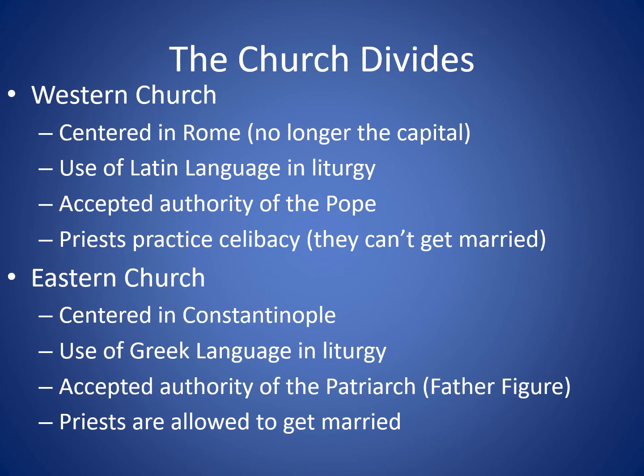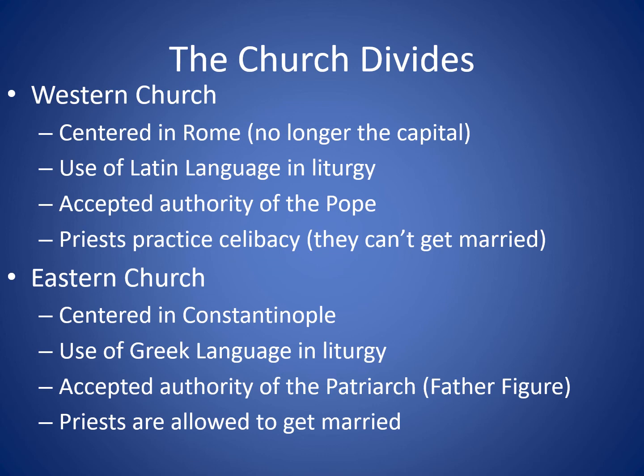We are going to see the Christian church divide into two parts. We're going to have a Western church and an Eastern church, and they're divided almost along the same lines as Rome was during the time of Diocletian. The Western church would be centered in Rome, which was no longer the capital. Like the Romans, the Western church used Latin in their liturgy. They accepted the authority of the Pope, the Bishop of Rome, and in this church, priests practiced celibacy, meaning they couldn't get married or have relationships with women. And the Western church will go on to become the Roman Catholic Church.